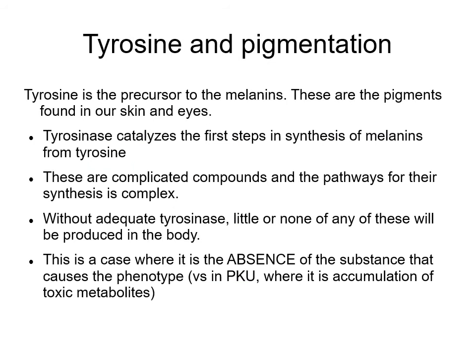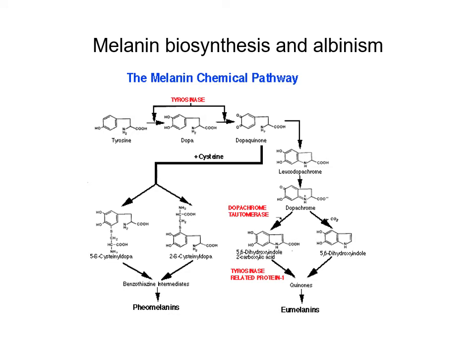So for melanin, tyrosine is a precursor. These are pigments found in our eyes and skin. Tyrosinase catalyzes the first step of melanin biosynthesis. We don't need to know these details, obviously, but if we don't have the ability to make melanin, we will have the absence of a substance that is required for the synthesis of those pigments. So here's your classic melanin pathway. Tyrosinase is the first enzyme in that pathway, acting directly on tyrosine, which is the beginning of the synthesis of both types of melanins, the pheomelanins and the eumelanins. In the absence of that enzyme, that entire process fails, and you do not get the production of those pigments.